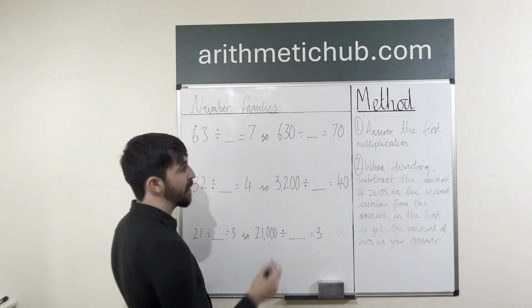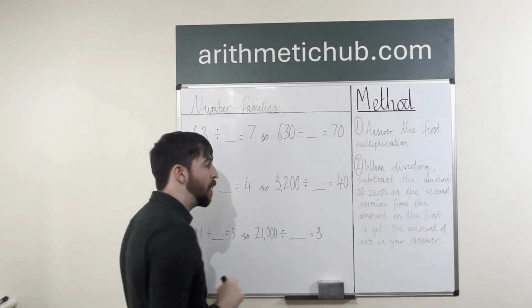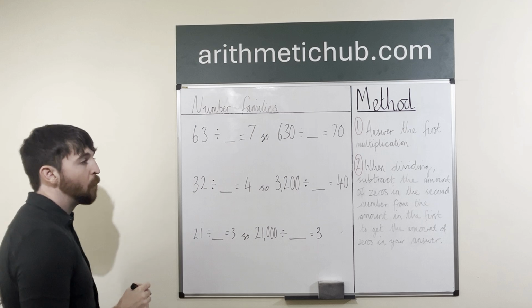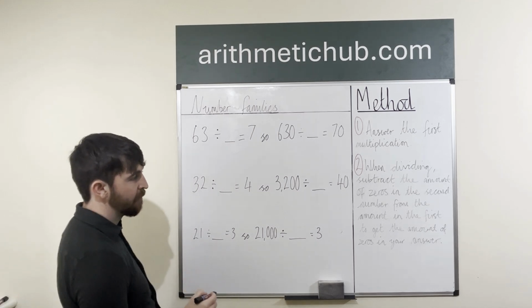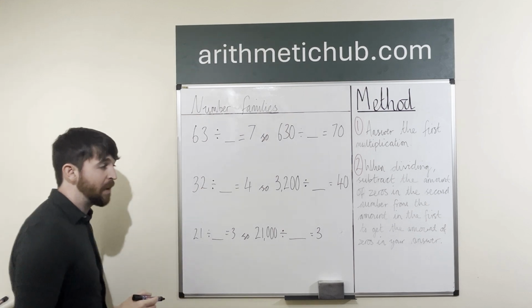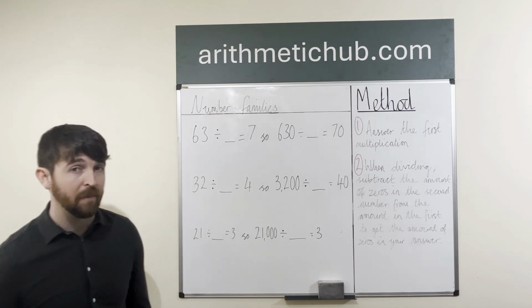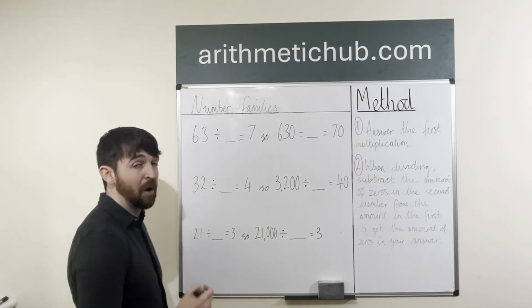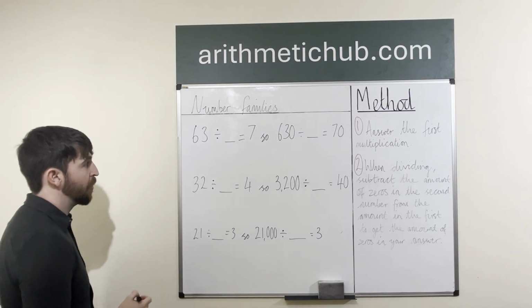So the first thing we need to do is answer the first multiplication according to our method. The second thing says, when dividing, subtract the amount of zeros in the second number from the amount of the first number to get the amount of zeros in your answer. Now that sounds really long-winded and really complicated, but actually it's probably a lot easier when you see it done. So let's have a look at this to start with.